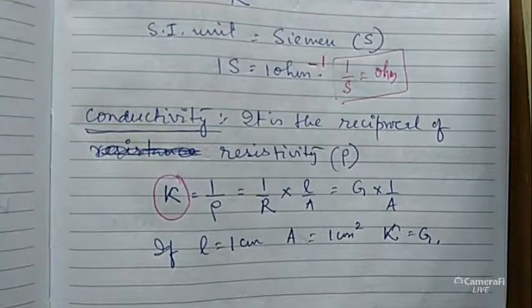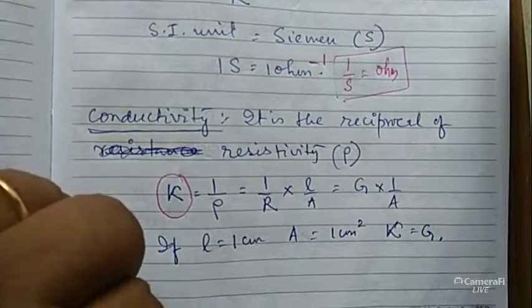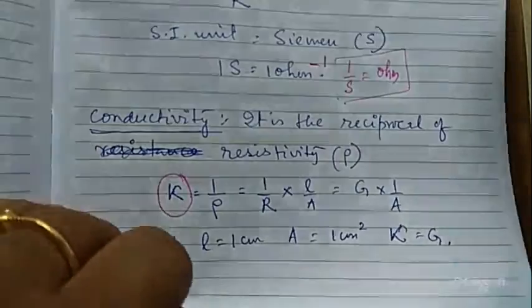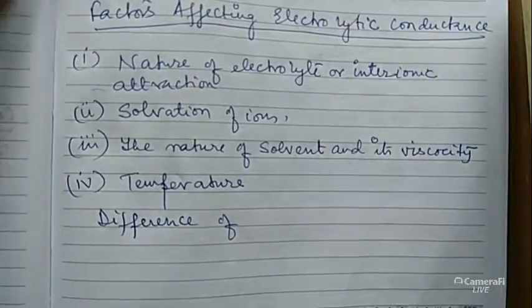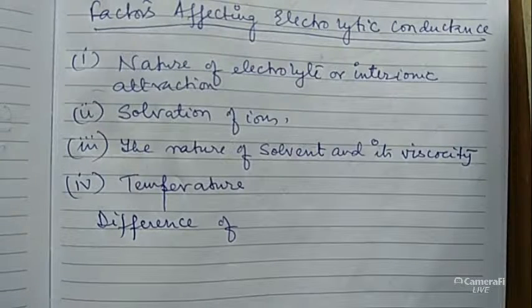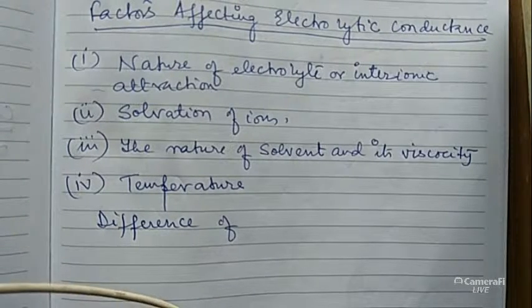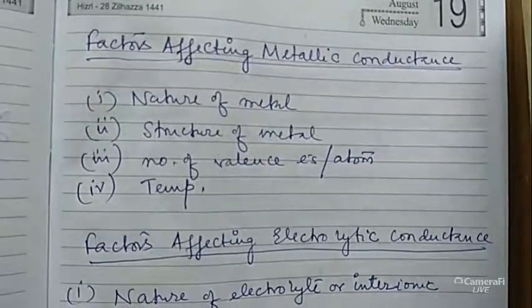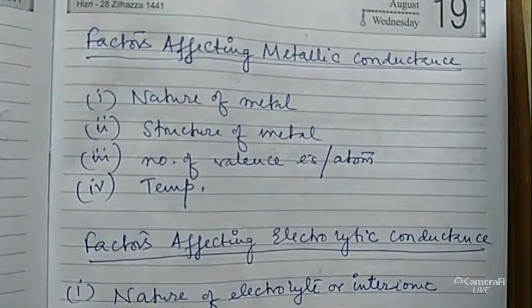I hope, children, you have copied it. Okay. Now we are moving to the next part of the chapter. The next part of the chapter we have is factors which affect electrolytic conductance and metallic conductance. So first, factors affecting metallic conductance. What are the factors on which metallic conductance depends? Now the question comes, what is metallic conductance?